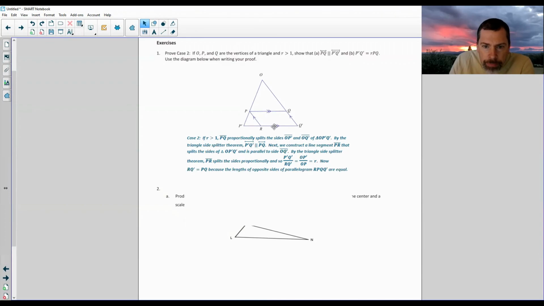Now RQ prime, this piece of the parallelogram that stops at R, equals PQ, because the lengths of opposite sides of a parallelogram RPQQ prime are equal. So P prime Q prime is to PQ equals R, or P prime Q prime over PQ is equal to the scale factor R, and the length of P prime Q prime equals that scale factor times the length of PQ. Okay.